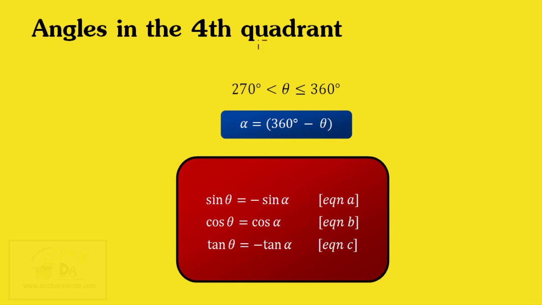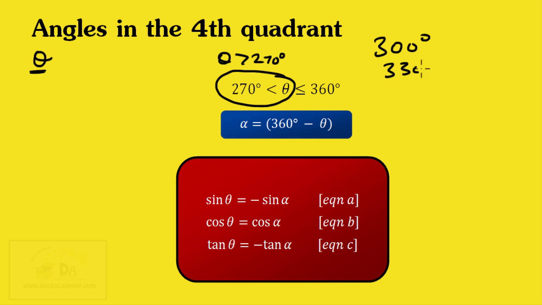Now for angles in the fourth quadrant, I'm going to use theta to represent a fourth quadrant angle. Angles in the fourth quadrant are greater than 270 degrees and less than or equal to 360 degrees. An example of a fourth quadrant angle is 300 degrees. Another example is 330 degrees. Another example is 360 degrees. All these angles are greater than 270 degrees, but less than or equal to 360 degrees.